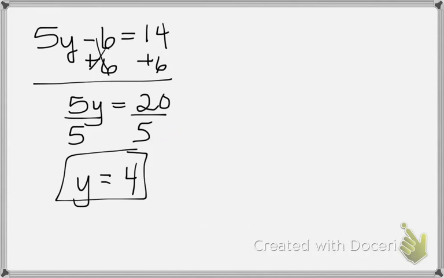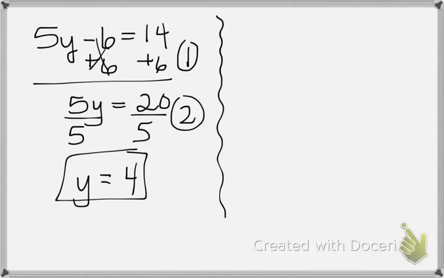You're showing me your 2 steps. Step number 1 is adding 6. Step number 2 is dividing by 5. I want to see that. I'm not joking about that either. So make sure you show me your work. All right, next one up.